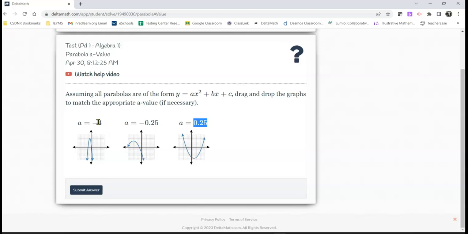The number here, not the sign, but the number here can determine whether you are more narrow or more wide or fat. So anything higher than 1, this is a 4, is going to be narrow. Anything that's fractional is going to be fatter. So these are properly matched.